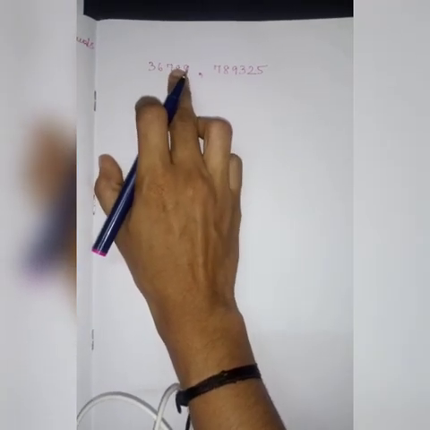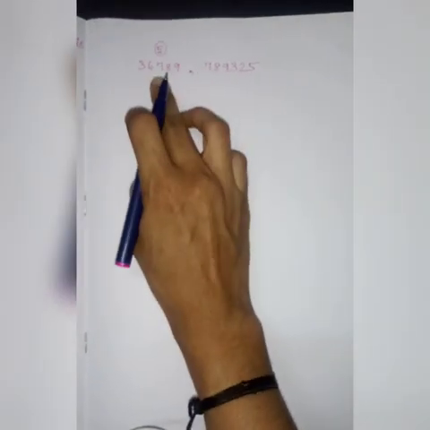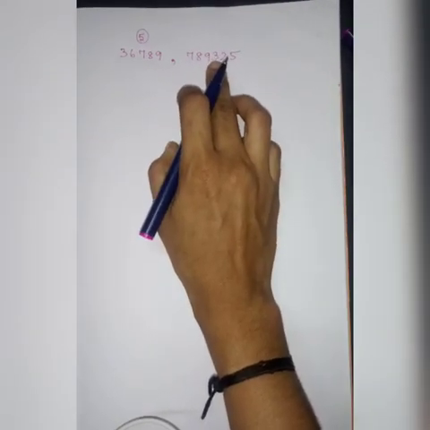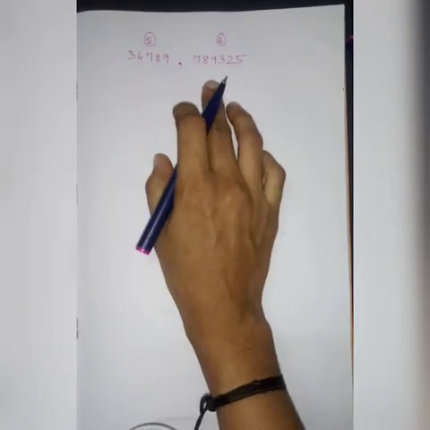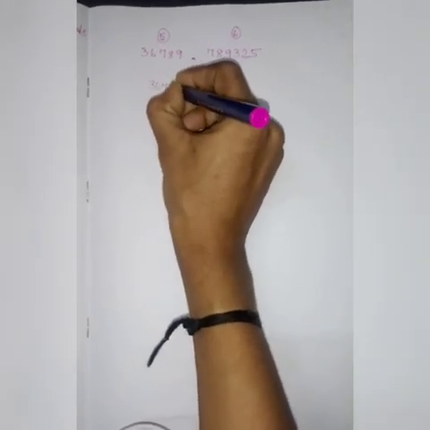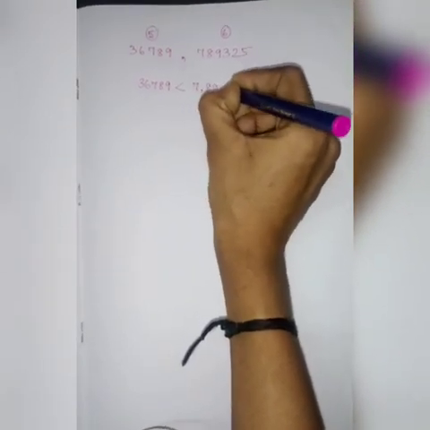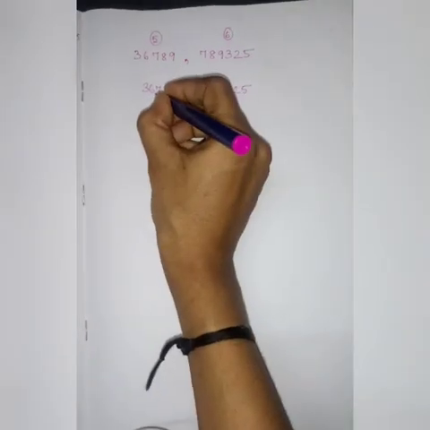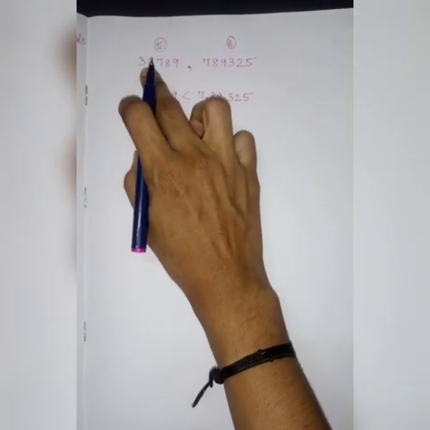1, 2, 3, 4, 5. So the number of digits is 5. Here 5 digits are there. Next, 1, 2, 3, 4, 5, 6. Here 6 digits are there. So which number has more digits? This number. So obviously 7,89,325 is greater than 36,789.